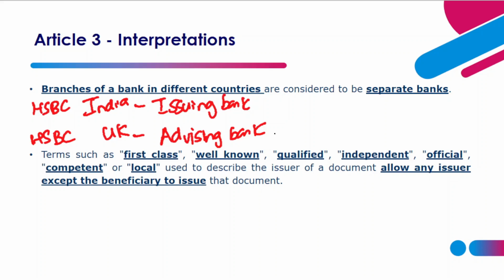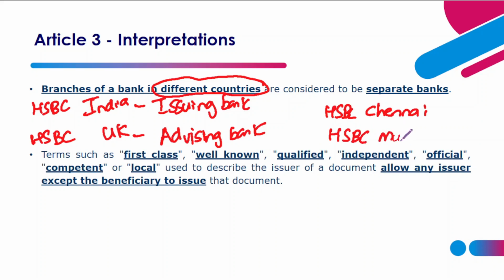Now for this, the key term is branches of a bank, but it must be located in different countries. Let's assume there is a HSBC in Chennai of India, and let's say there is a HSBC in Mumbai. Can you consider this to be separate banks? No. In one country, multiple banks. So this you can't consider as separate banks. But located in different countries, yes you can.